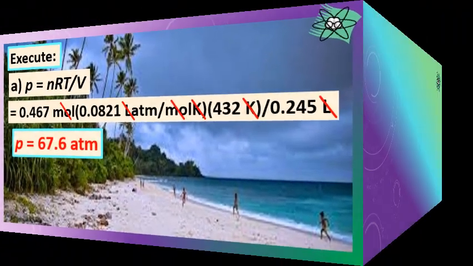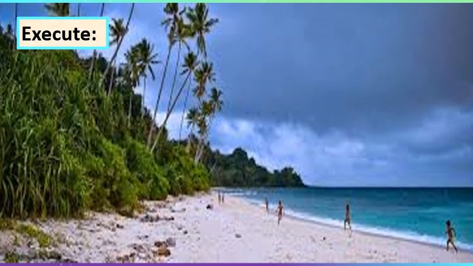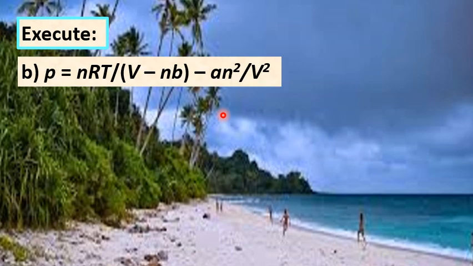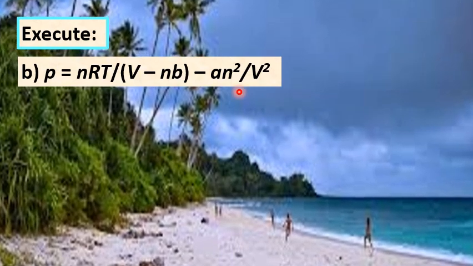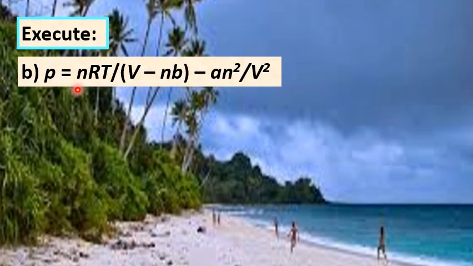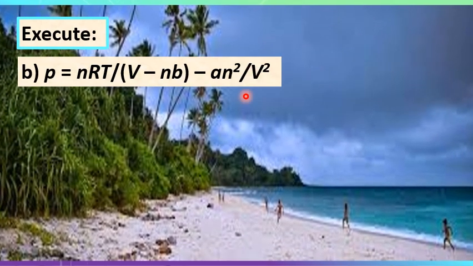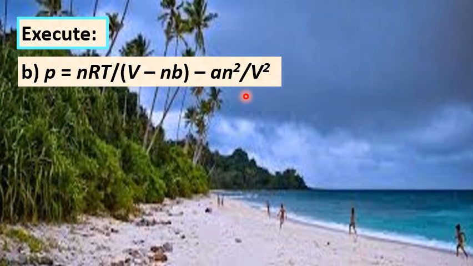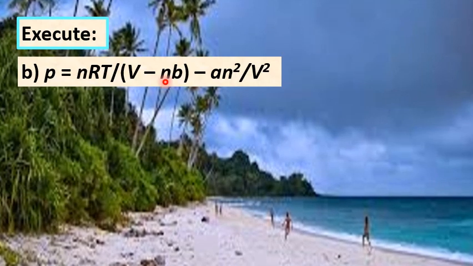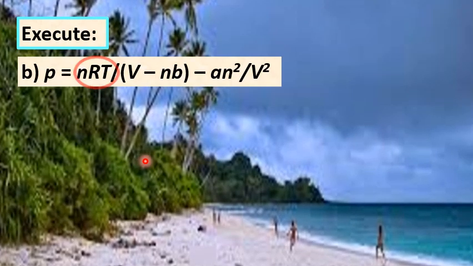Next, for letter B, computing the pressure, but this time using the van der Waals equation, all right? Inasmuch as the equation is quite lengthy, what we'll do is to calculate each of these terms, starting with the product nRT, right?